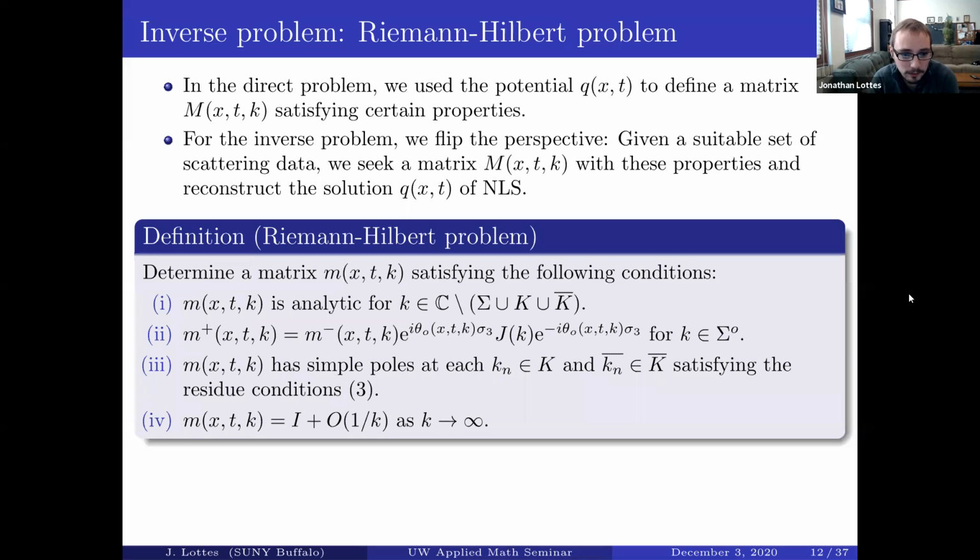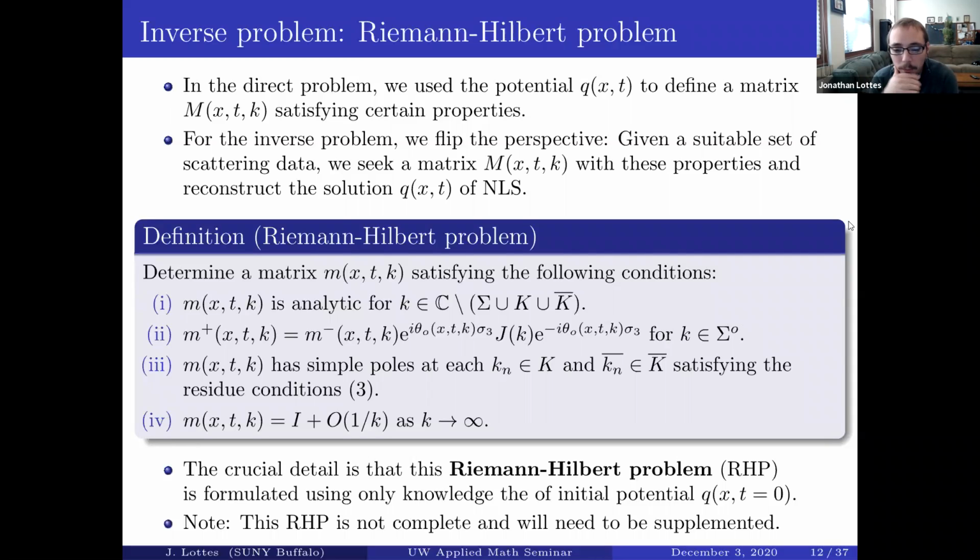And so let's define this Riemann-Hilbert problem that has all those properties we found. To clarify, I'll try to always use a capital M to denote our solution that we generated from the direct problem, and then a lowercase m to denote some matrix that we're looking for in this Riemann-Hilbert problem. So we want to find a matrix m satisfying these conditions. It has the right analyticity, analytic everywhere except the continuous and discrete spectrum. It satisfies the jump relation, and it has simple poles that satisfy the residue conditions that we saw before. And then it has this normalization: it goes like the identity as k goes to infinity.